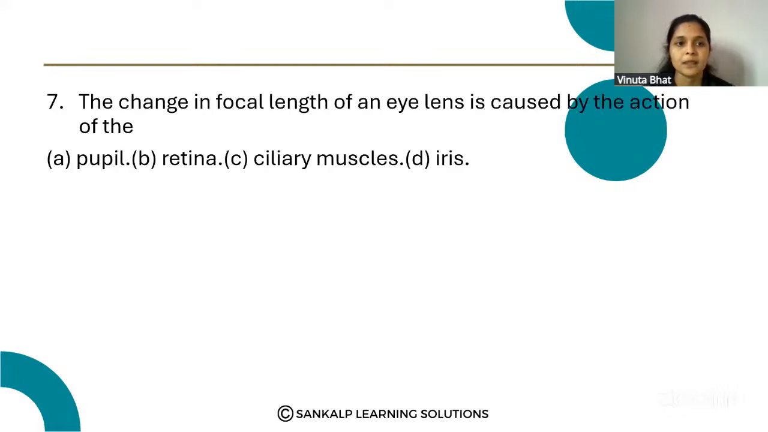Next question. The change in focal length of an eye lens is caused by the action of: option A, pupil; option B, retina; option C, ciliary muscles; option D, iris. The change in the focal length of an eye lens, how is it caused? By the action of which one? Is it by the action of pupil? No. Is it by the action of retina? No. The correct answer is ciliary muscles. The correct option is option C, due to the action of the ciliary muscles.